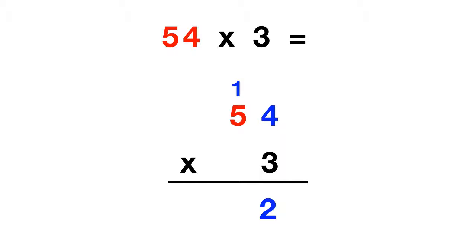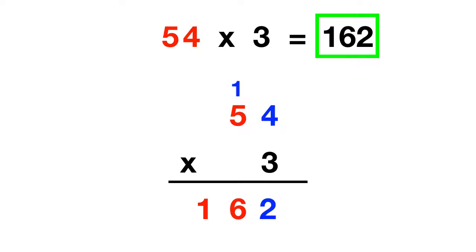Now we can move on, multiplying 3 times 5. Now that would give us 15, but we've forgotten about this 1 that we regrouped. If you add in that 1, 15 plus 1 gives you 16. Now that we're done multiplying, we can see our answer: 54 times 3 equals 162.